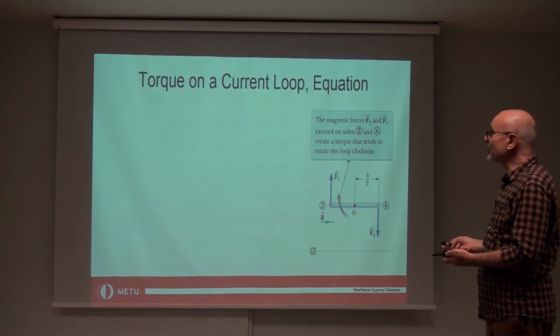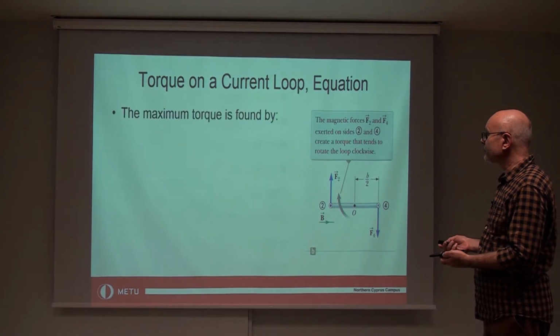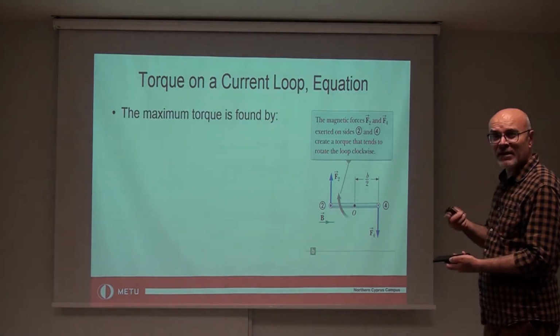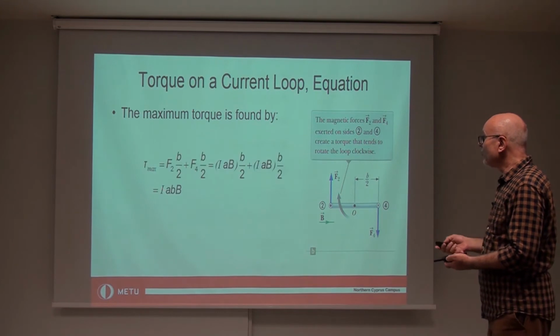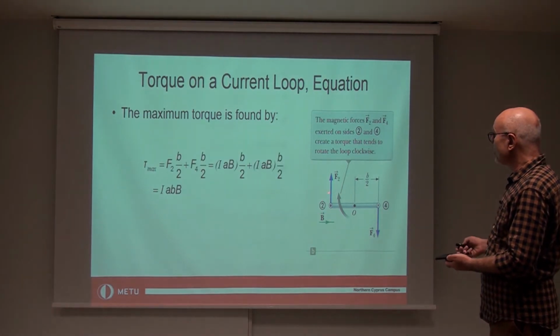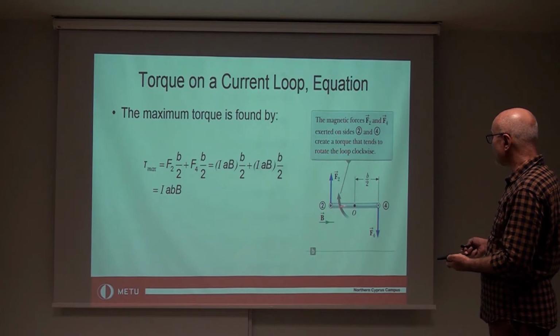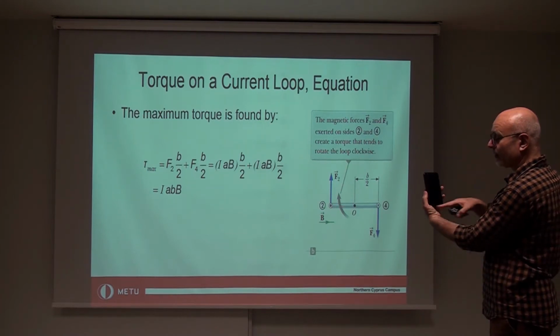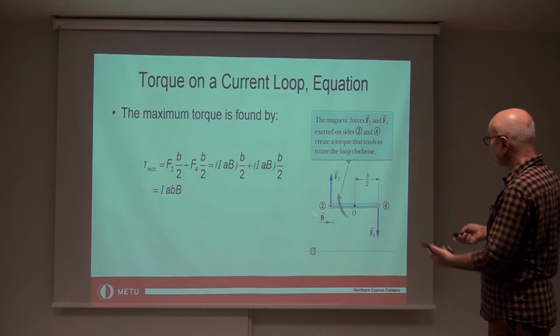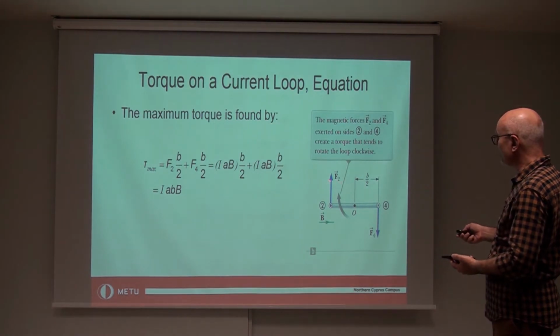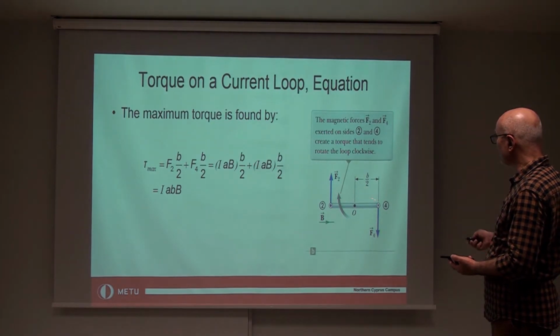Now let's find the expression for this torque. This is the maximum torque, for a reason that will become apparent shortly. How do you find it? Well, what is the torque of this force? The magnitude is F multiplied by the distance to the point O multiplied by sine of the angle between this distance and the force. But the sine here is pi over 2, so it's just F2 times this distance. The width of the rectangular loop was b, so this distance is just b over 2. So the torque of this force is F2 times b over 2, and the torque of this force is F4 times b over 2.